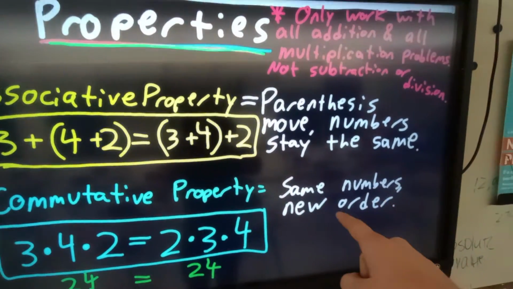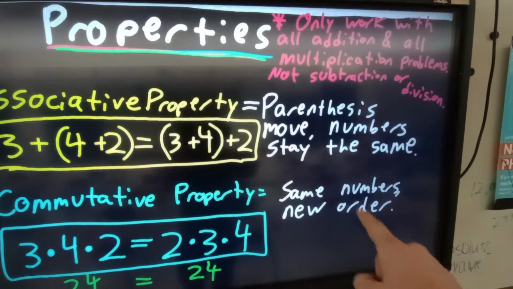Commutative property. These are the same exact numbers, but in a new order.